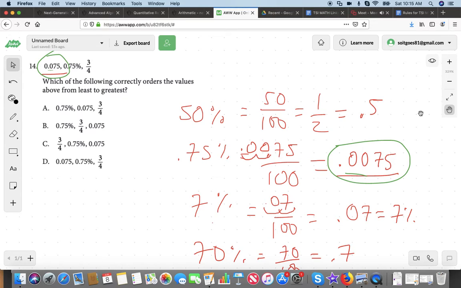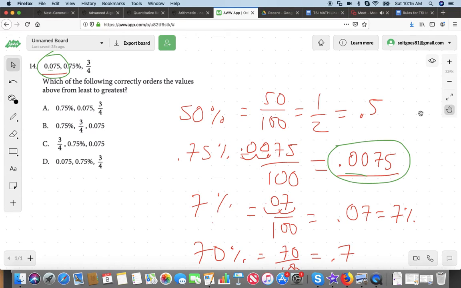Well, let's start here. Can we recognize what the biggest number is? What's the biggest number of those 3? 3/4. 3/4 by far. Because that's 0.75. That's almost 1. Right? And 0.075 is pretty far away from us. That's not even 1/10, let alone 1.